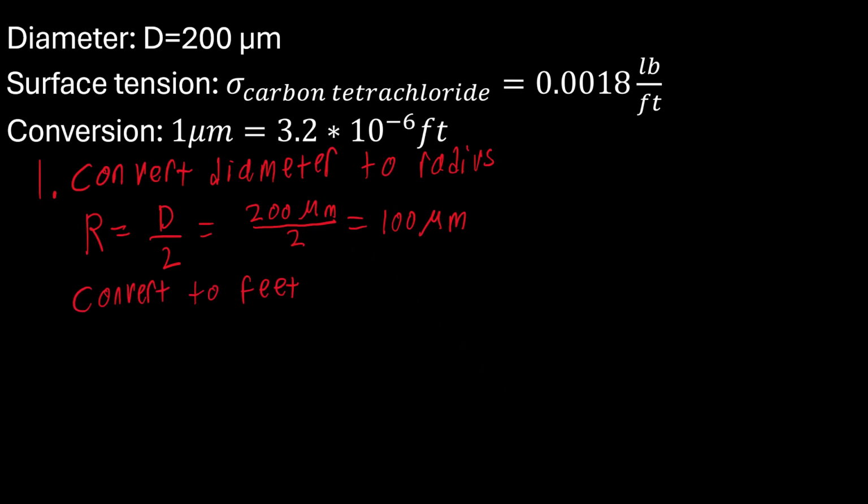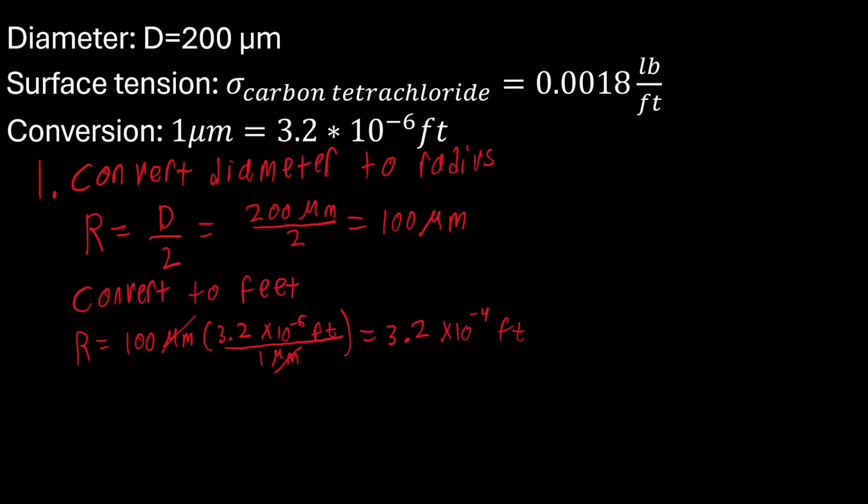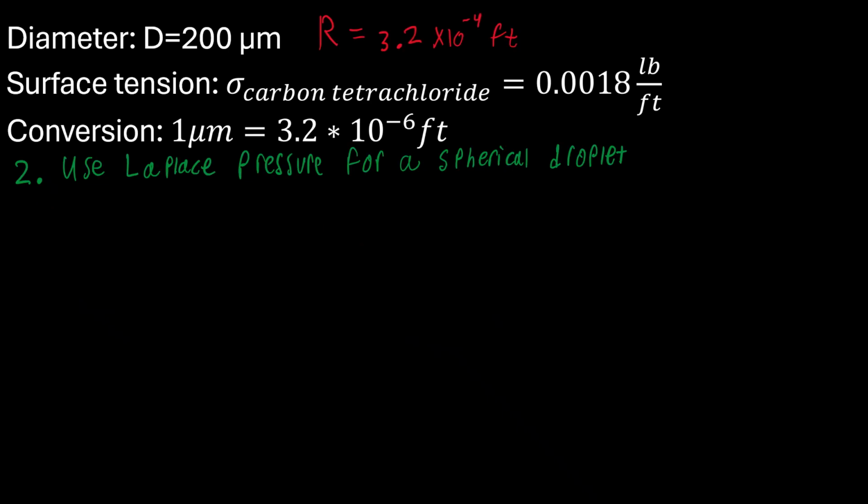Next, I want to convert the 100 micrometer radius into feet. We'll use the given conversion factor and multiply radius times 3.2 times 10 to the negative 6 over 1. So that gives us our radius in feet is 3.2 times 10 to the negative 4 feet. Now that we have everything in terms of feet, our surface tension and our radius, we're going to use the Laplace pressure for a spherical droplet, which is the equation that we talked about towards the beginning.